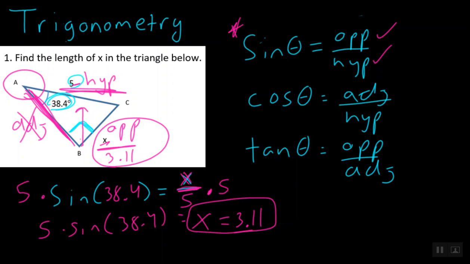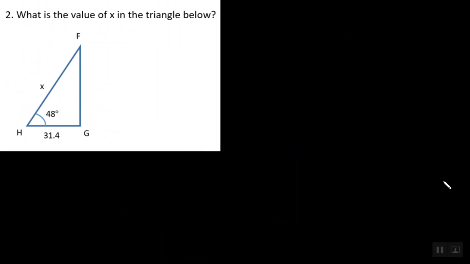Now let's move on to our second example. Here we have example 2. What is the value of x in the triangle below? Let's start by labeling. Firstly, guys, I have to give you that this is a right triangle. I'm drawing my arrow through there, and I know that that points to my hypotenuse. I also circle our given angle, which is that 48, and I know that this 31.4 must be my adjacent. And our last side to always label will be the opposite.